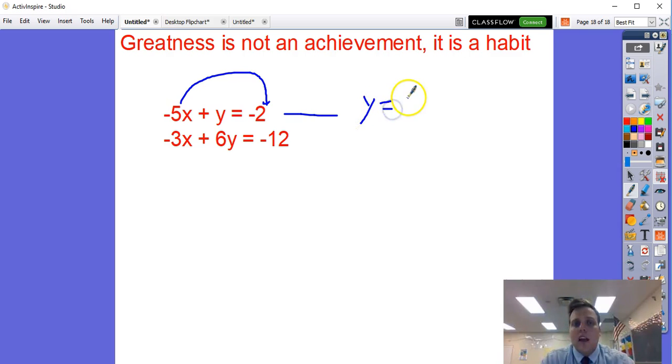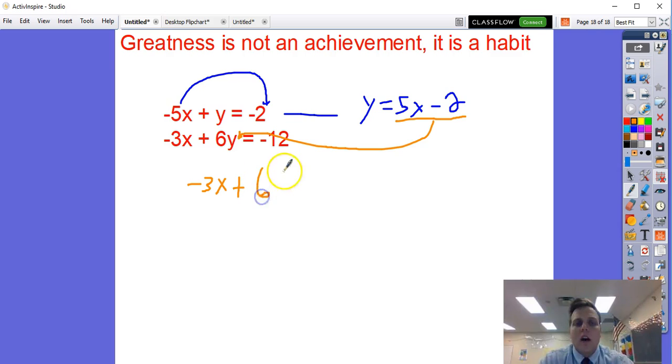y equals, and then I just say 5x because it was negative, so to move it over you have to add 5x, so now it's a positive 5x minus 2. I've isolated y. I have y by itself. Now I can take the fact that y equals 5x minus 2, and plug it in for y right there, because when I do that, it's going to give me an equation just in terms of x.